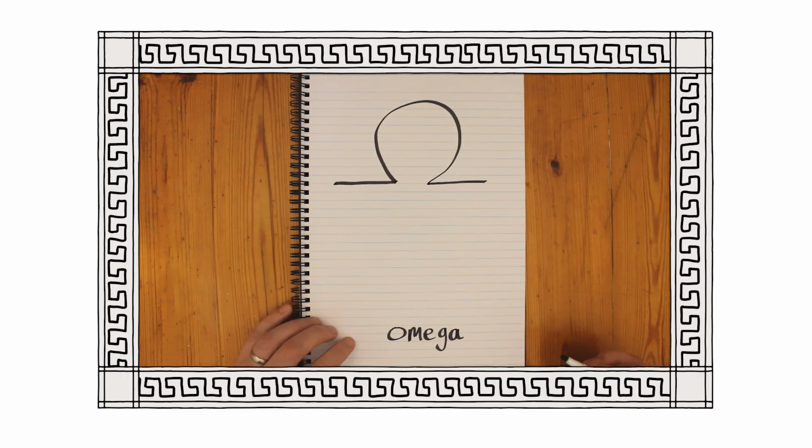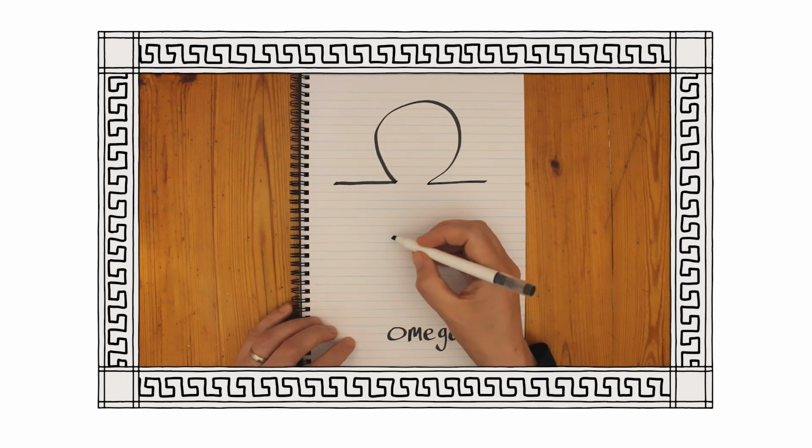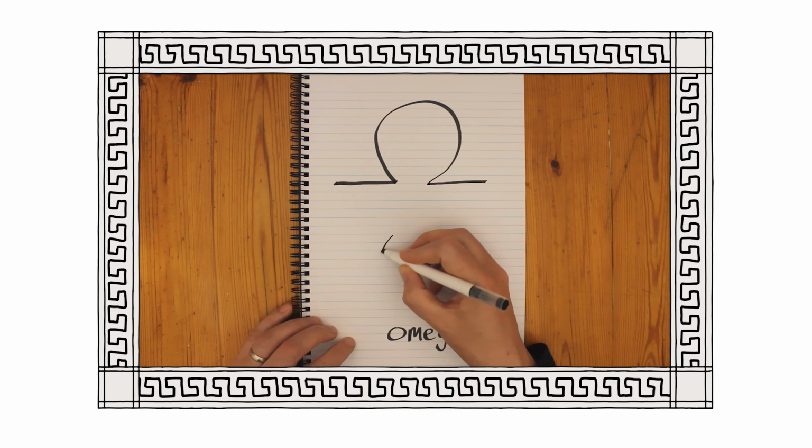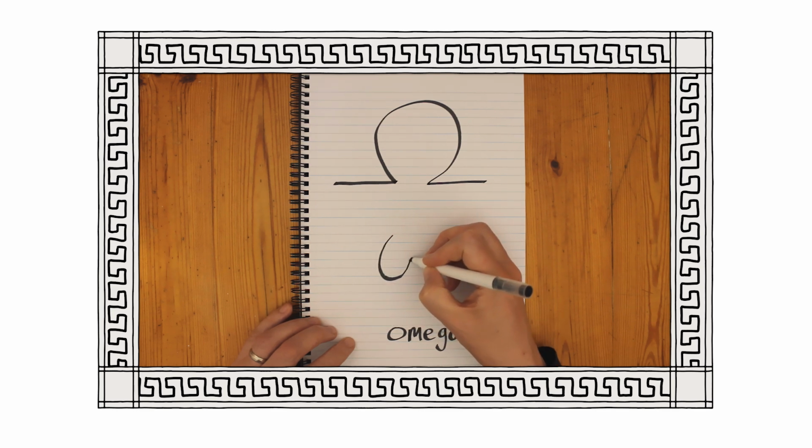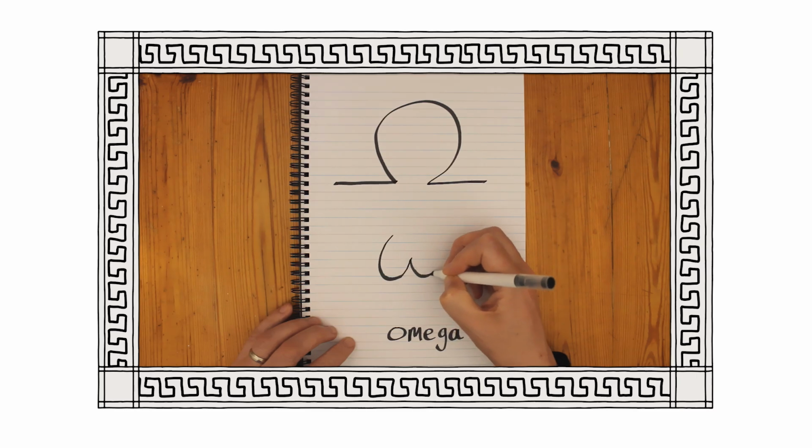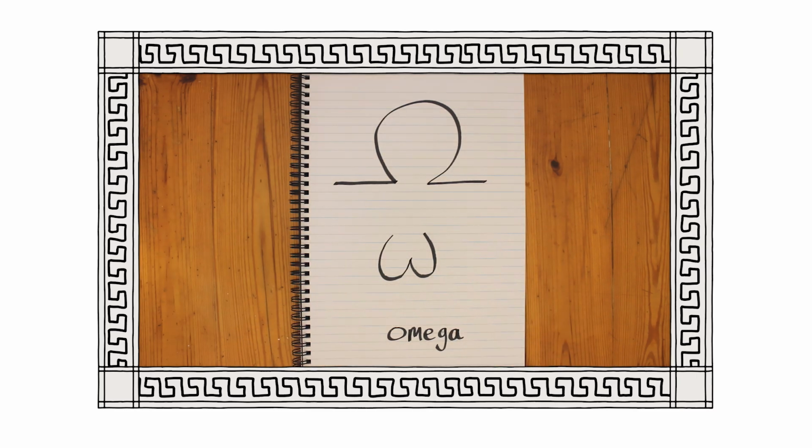The lowercase omega looks like a rounded version of an English W. Start just to the left of top middle, come round and down in a curve towards bottom left, up in a curve to the middle, then mirror that shape, coming down in a curve towards bottom right, and up and round to just to the right of top middle.